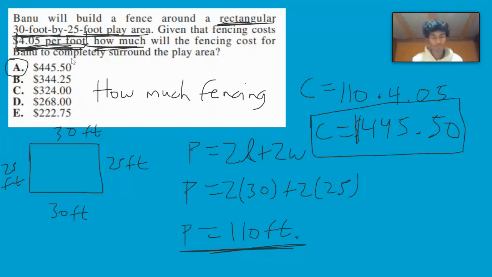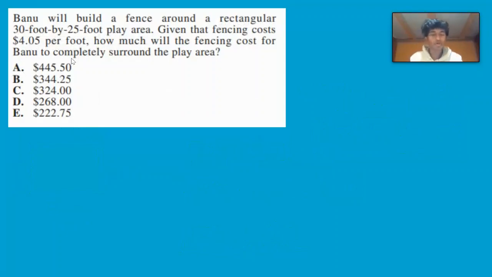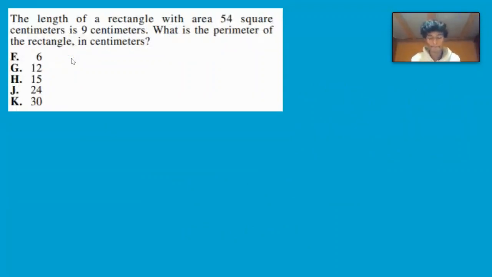So for this question, we just found the perimeter of the play area, which is equivalent to the amount of fencing that Bandit will need. Then, given that fencing costs $4.05 per foot, we multiplied our perimeter by $4.05 to get our total cost of $445.50. All right, let's try a couple more. So you try this one.